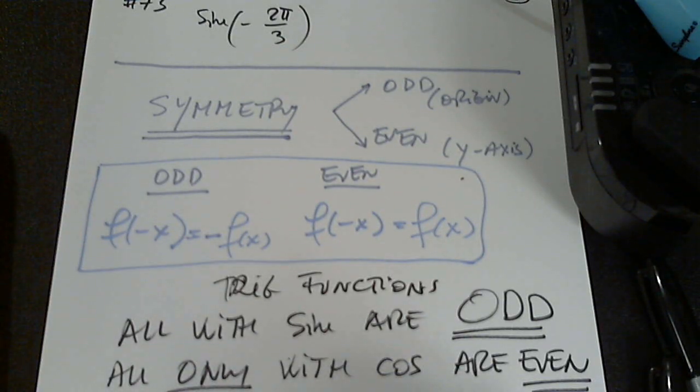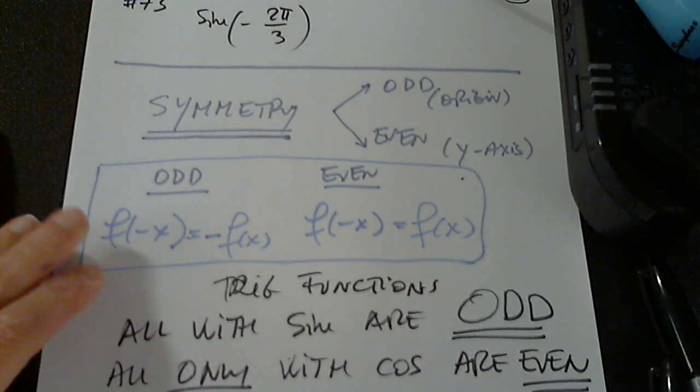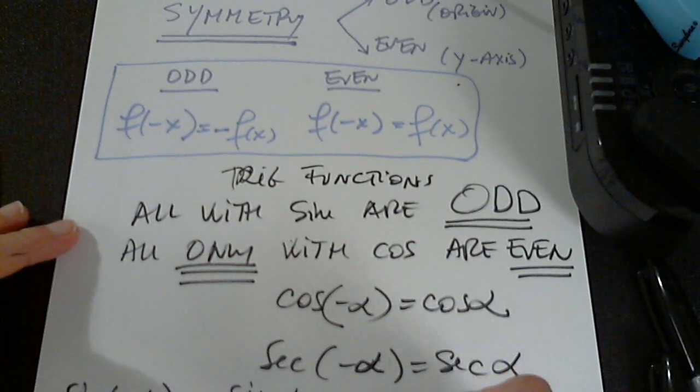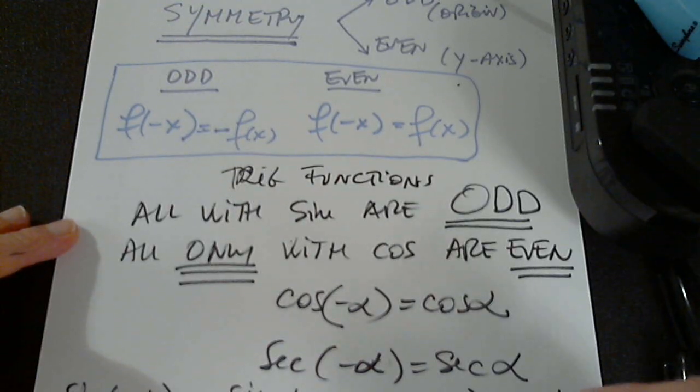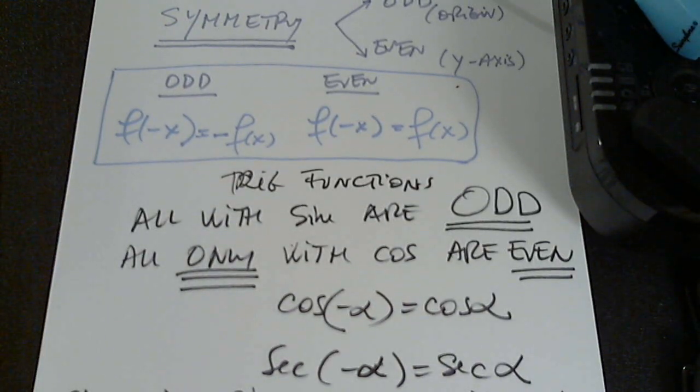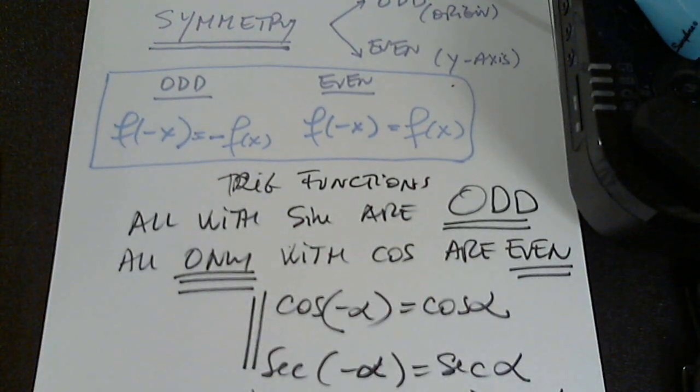But not before I correct my infinity here. So everything else is odd. So sine of negative alpha equals negative sine alpha. Tangent of negative alpha, negative tangent alpha. Cotangent of negative alpha equals negative cotangent alpha, and cosecant of negative alpha equals negative cosecant alpha. These are the only two that are even.